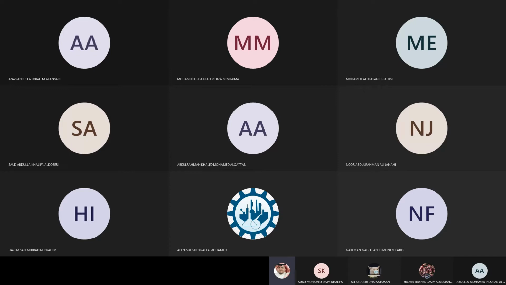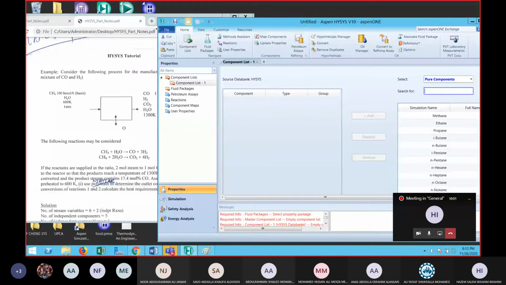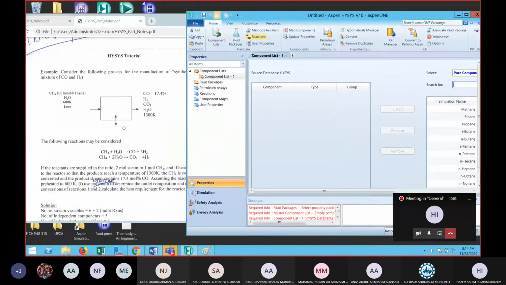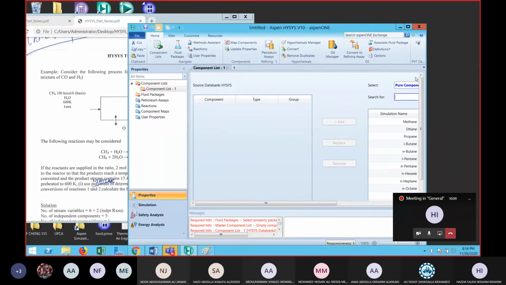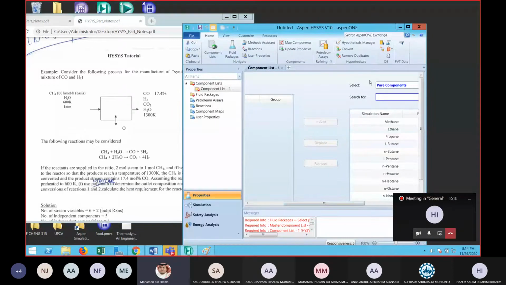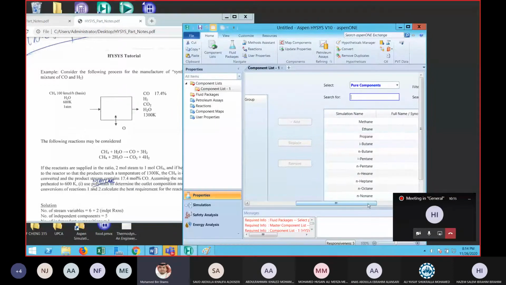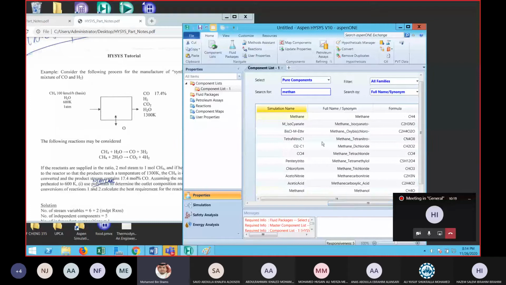Okay, so I have to add all the components in the system. First, I have methane, which is the reactant. Okay, I'm adding it.